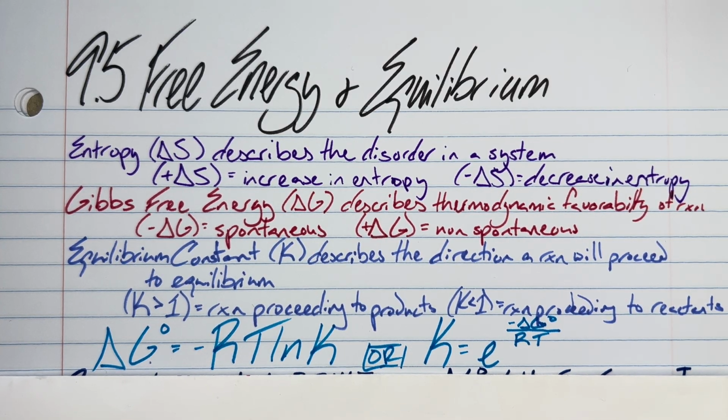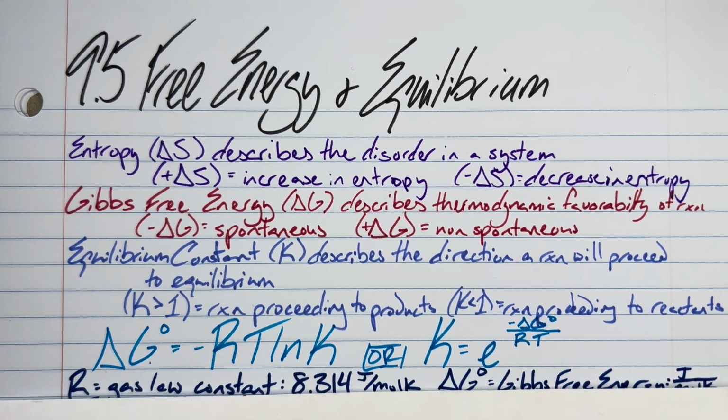We can relate Gibbs free energy and the equilibrium constant in these two equations here. We can say that the Gibbs free energy of a reaction is going to be equal to negative RT times the natural log of the equilibrium constant K. Or we can say that the equilibrium constant K is equal to e to the negative delta G over RT.